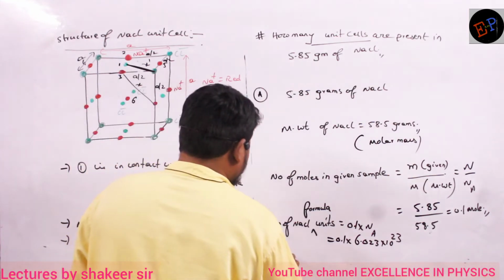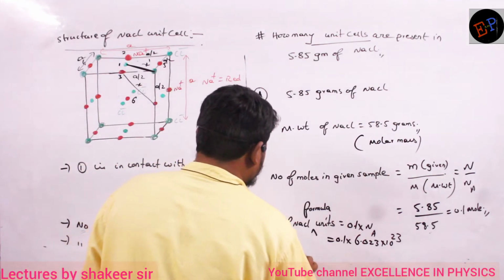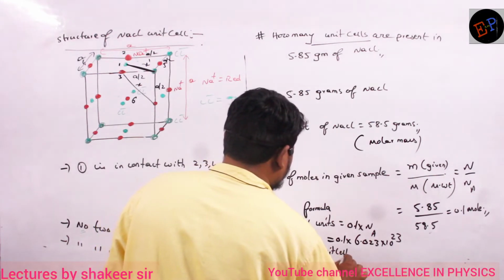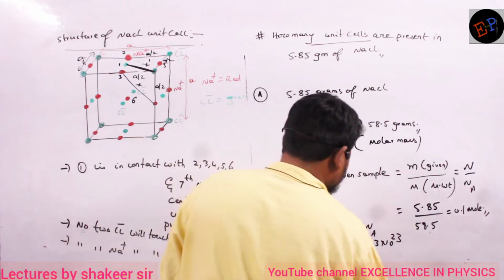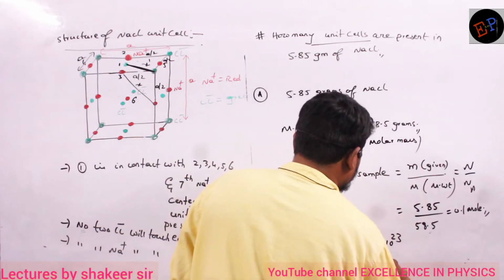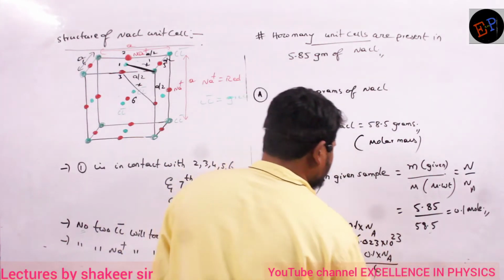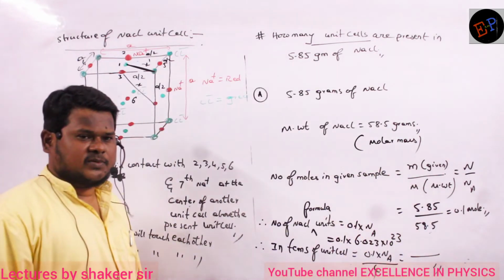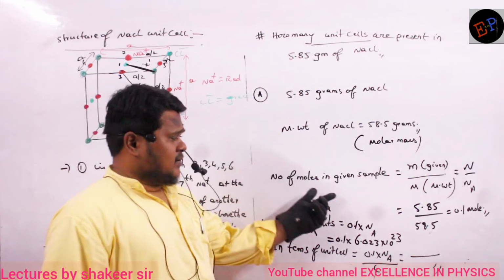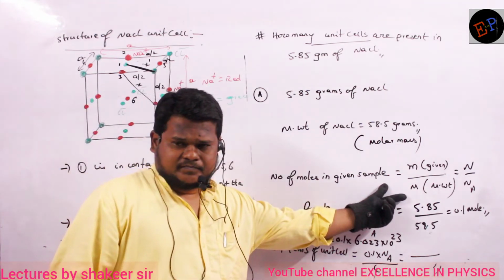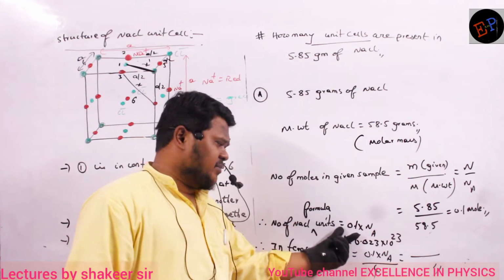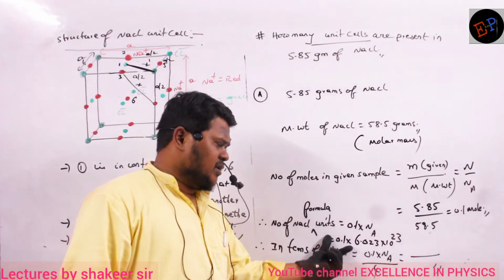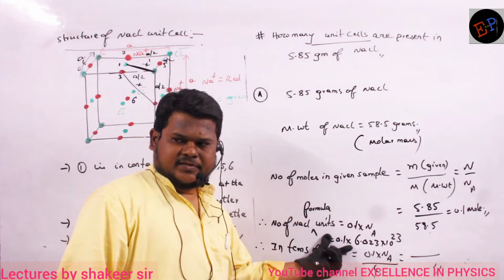Therefore, in terms of unit cells, how many unit cells are present? 0.1 into Na divided by 4. So do this calculation. That is my required answer. Understood, how are we doing it? Number of moles is given by this formula. Number of molecules is given by 0.1 into Na. So this is the total number of NaCl formula units.